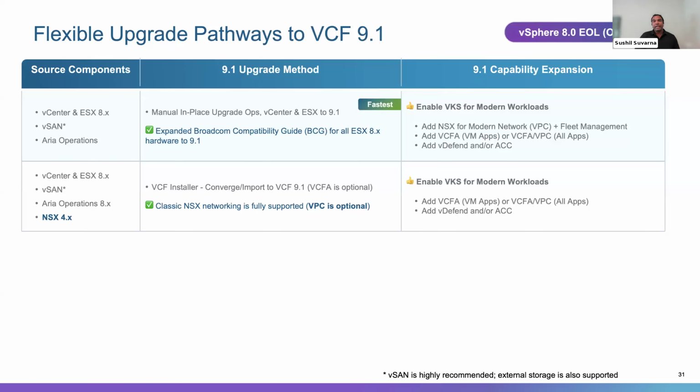So that's the very first option on top. It's a manual upgrade. It's the fastest. If you want to quickly get the latest security fixes that are available in vCenter, ESX, and ARIA operations, you can go that path.